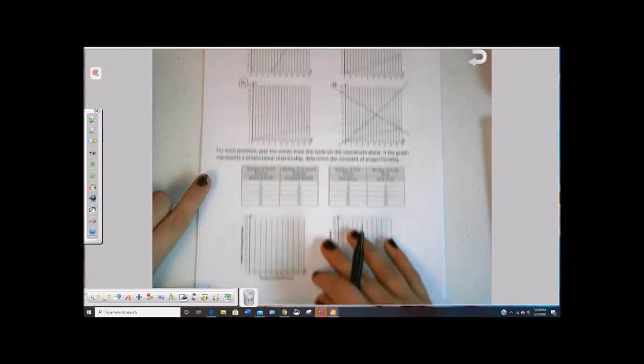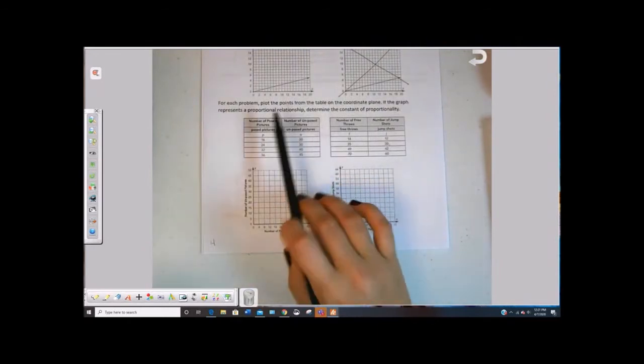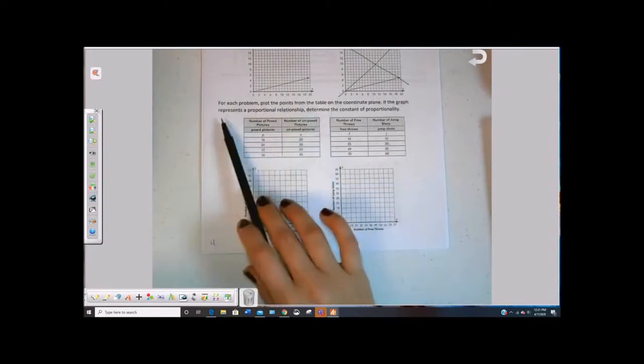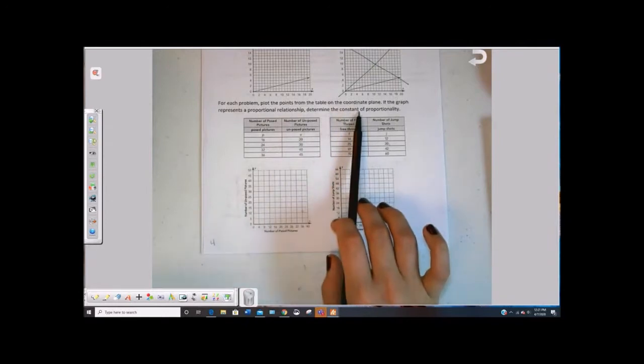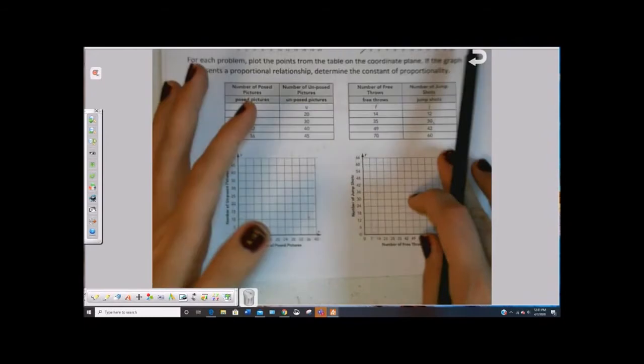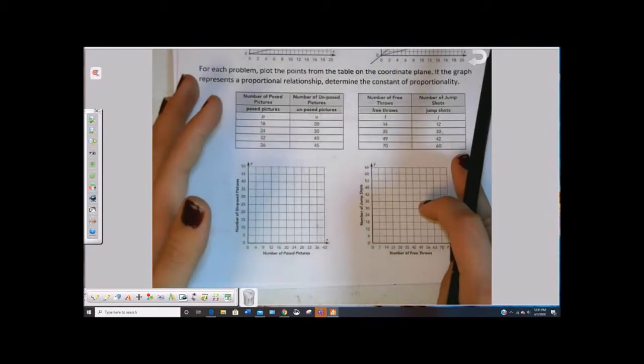So now we're going to move down to the bottom. We're going to kind of combine everything together. We're going to do 3 things. The first thing is we're going to plot some points. Second thing is we're going to see if it's proportional in the graph after plotting, and if it is, find the constant. So I'm going to zoom in here so you can see it a little bit better. And I'm going to number this 1 and 2. So we're going to start with 1.